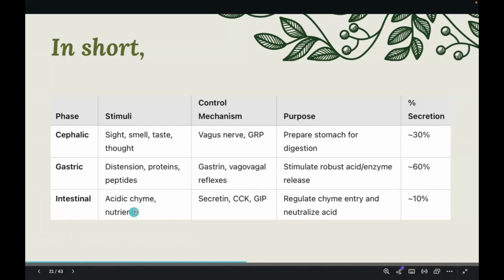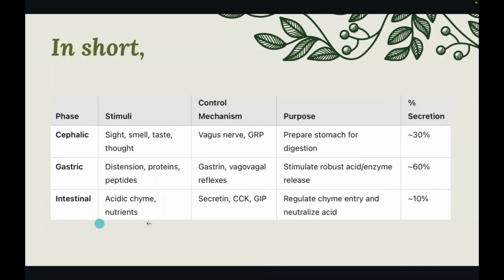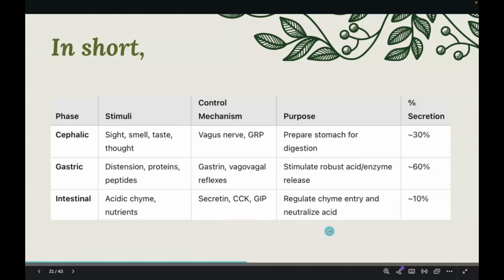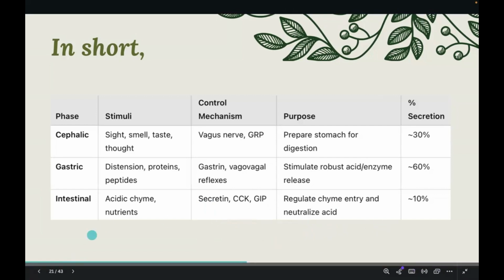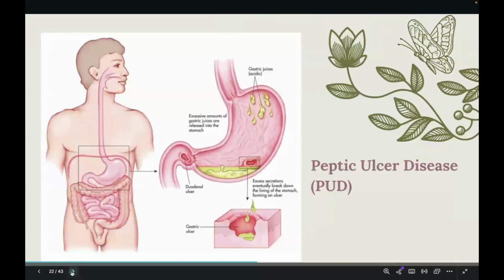Lastly, the intestinal stimulus will be acidic chyme and nutrients in the duodenum, meaning food being present in the duodenum. And we said if it's too acidic, there's somatostatin, CCK, secretin, and GIP being released. Their main job is to regulate the chyme entry and neutralize the acid to make sure that it does not damage the intestinal wall. Because the main job of the intestine is not to digest, it's rather to absorb. And that's it. Do you have any questions before we go into diseases?